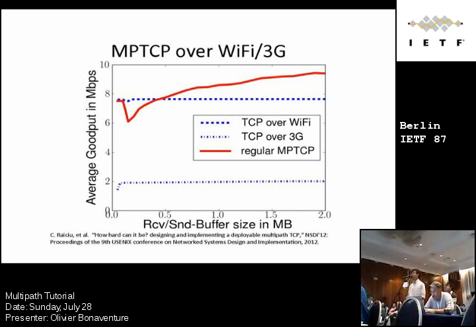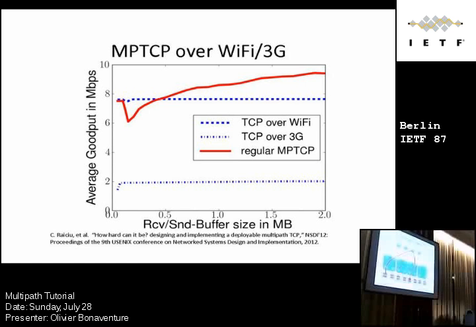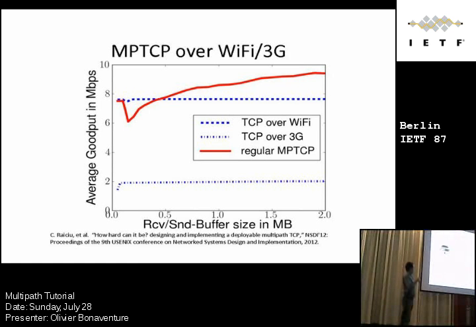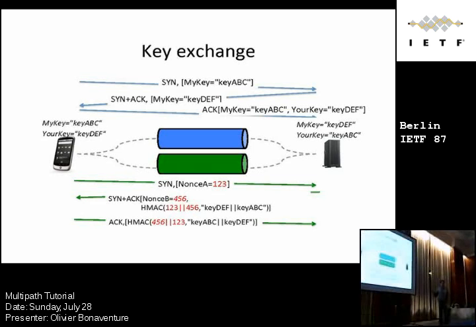So from a security viewpoint, what we have in Multipath TCP is that we try not to be less secure than regular TCP. So how do we do that? It's not the best solution from a security viewpoint, but if you don't want to change TCP and don't want to add too much, we exchange keys in clear, and we use these keys with HMAC to authenticate the subflow establishment.